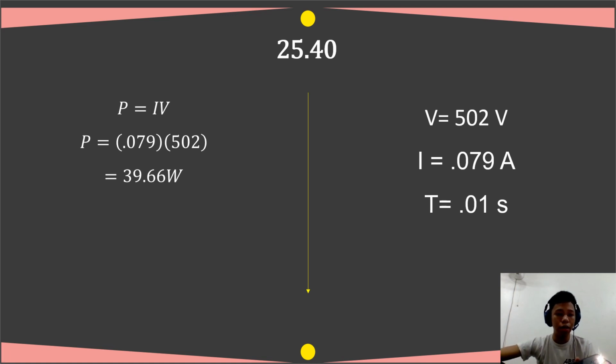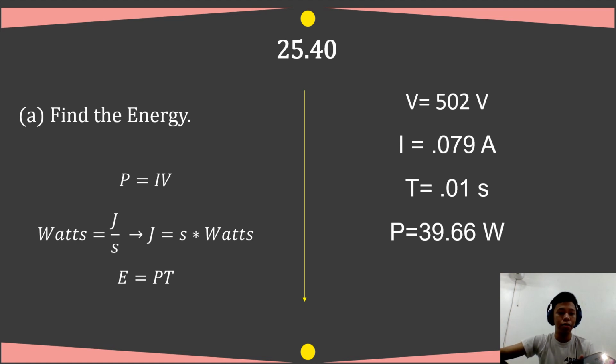So you're asked to find the power. We just simply use the power formula, which is P is equal to IV. We just substitute the given values in that formula, and it will equal 39.66 watts.